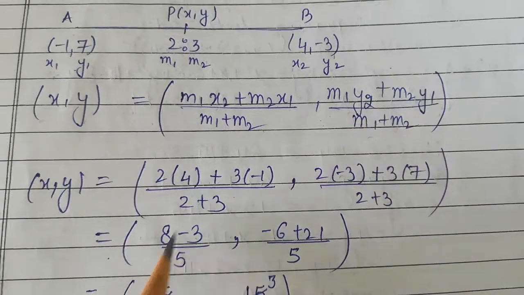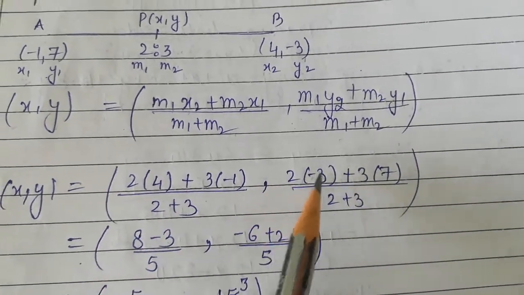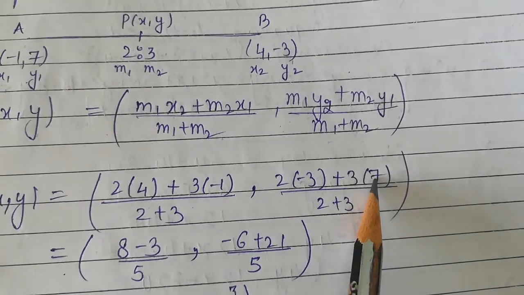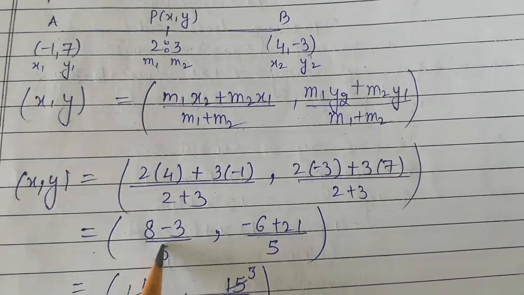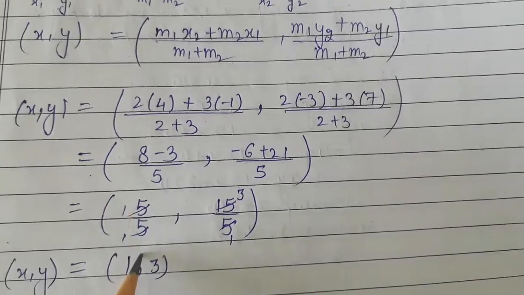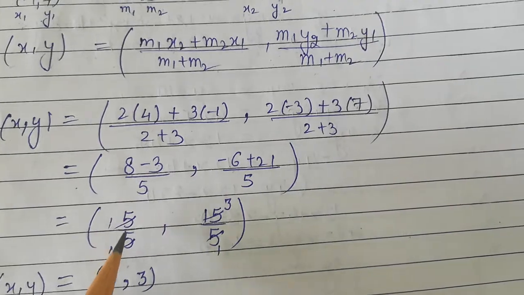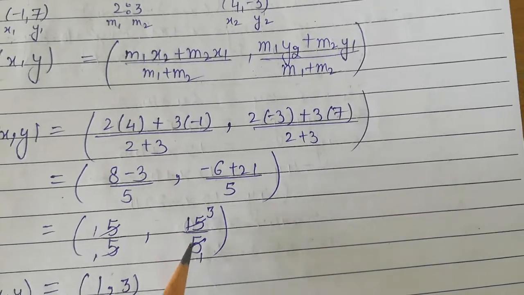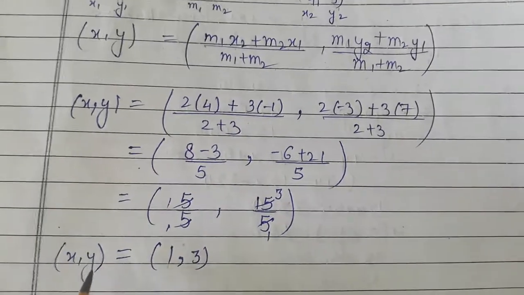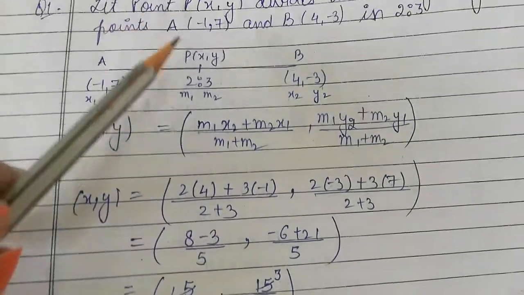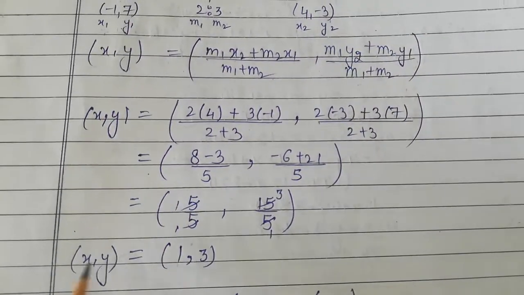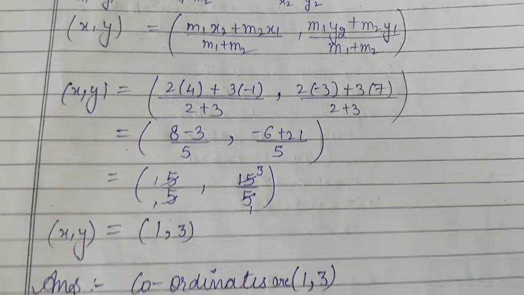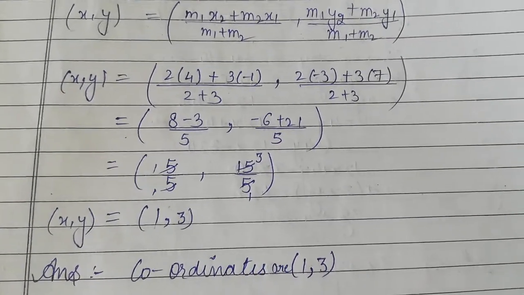2 fours are 8 minus 3, and -6 plus 3 multiplied by 7, 21, divided by 5. After solving, 8 minus 3 is 5, 5 by 5 is 1. 21 minus 6 is 15, 15 by 5 is 3. So this is the coordinate of point P. Here x is 1 and y is 3. So the coordinates of point P are (1, 3).